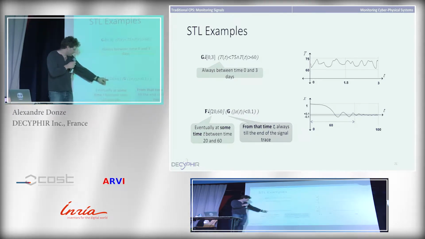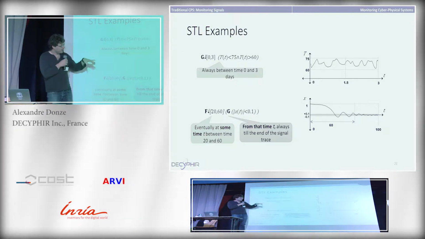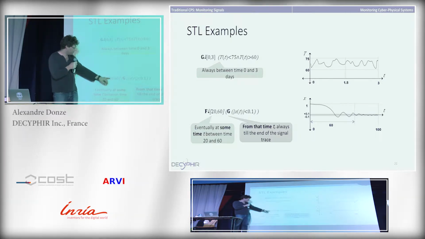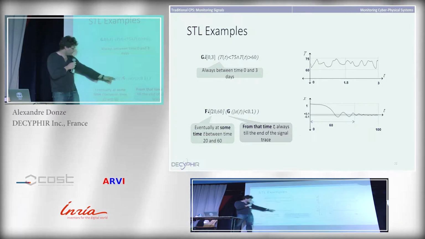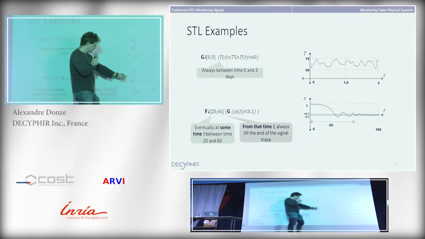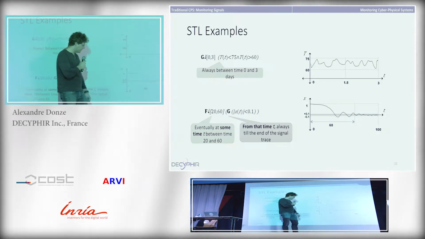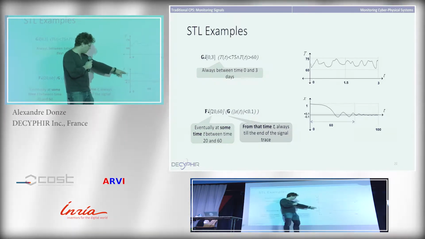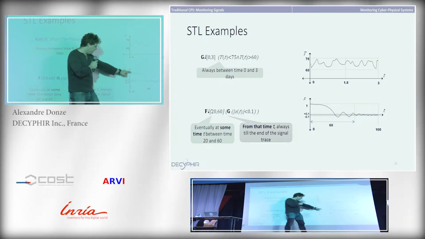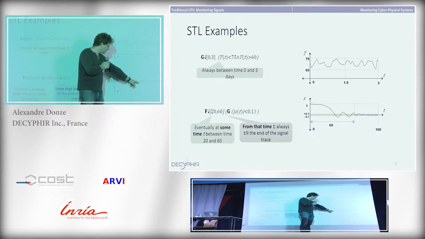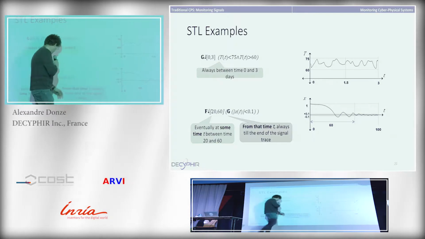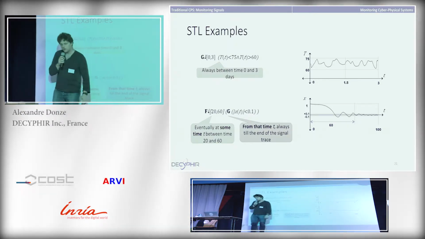Now, if you want to say that your signal is going to stabilize at some point, you say eventually, maybe between 20 and 60, it will always be the case that in absolute value x is going to be smaller than 0.1. And that corresponds to these types of signals. You start somewhere outside your nice region, and before 60 seconds you will get into this region and stay there until the end of the trace.